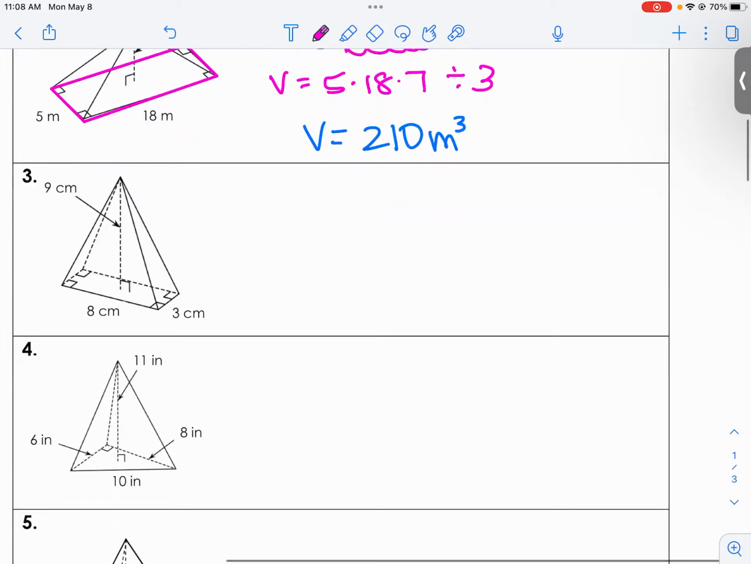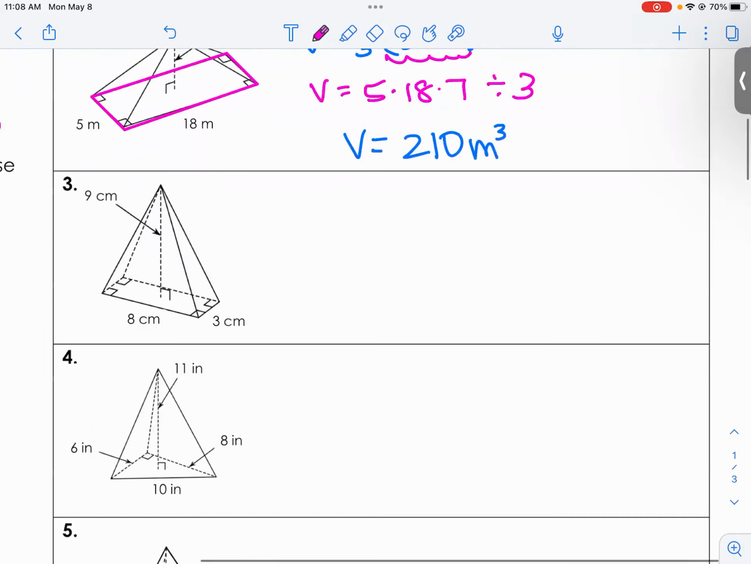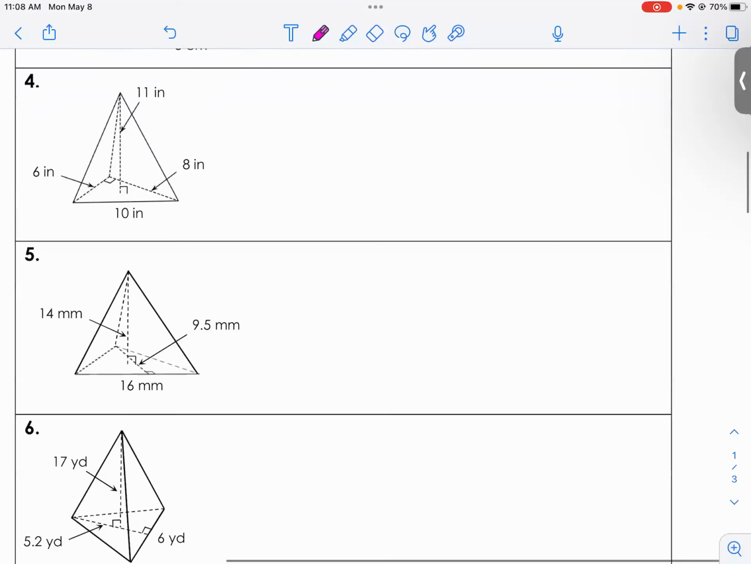So let's look at number 4. We just started. It's not going to be terrible. What's different about number 4? Oh, number 4. Oh, shoot. It's a triangle. It's a triangle base. Pyramid. Okay. We have a triangular pyramid.